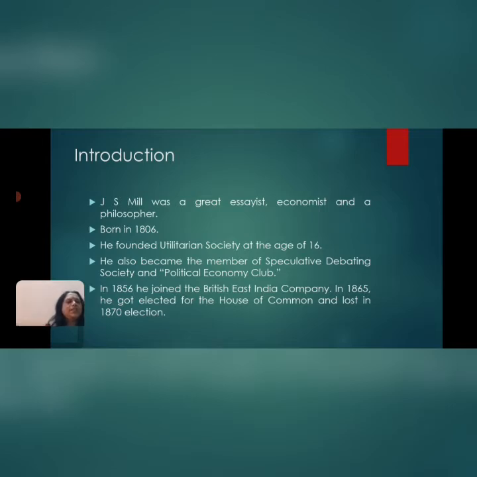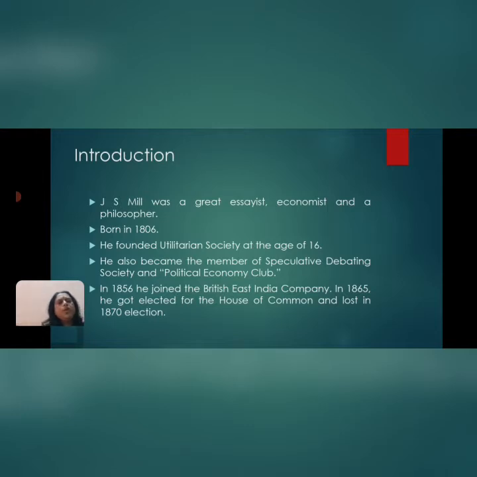So we say that J.S. Mill was a great essayist, economist and a philosopher. He, along with Bentham, that is his tutor, popularized the concept of greatest happiness to the greatest number of people. He put forward a new concept that what a government must do is what the majority of the masses wishes to enjoy. He also says that it is better to be a human being dissatisfied than a pig satisfied, better Socrates dissatisfied than a fool satisfied.